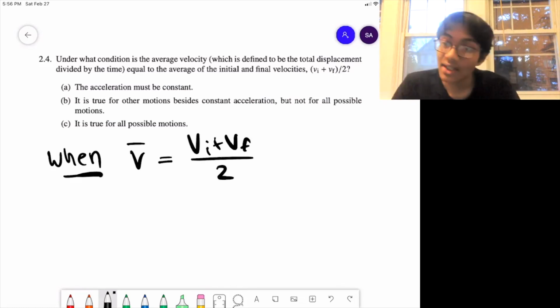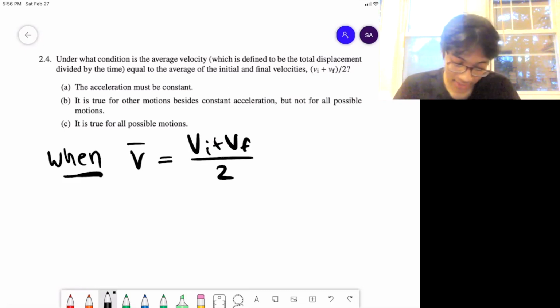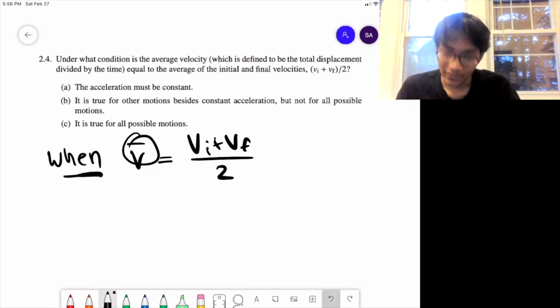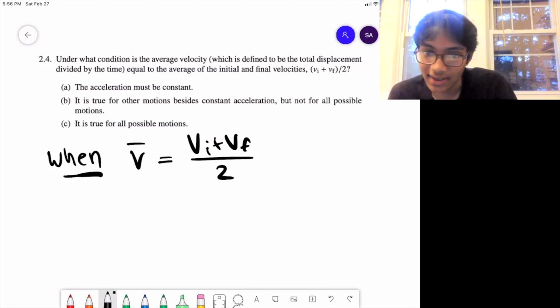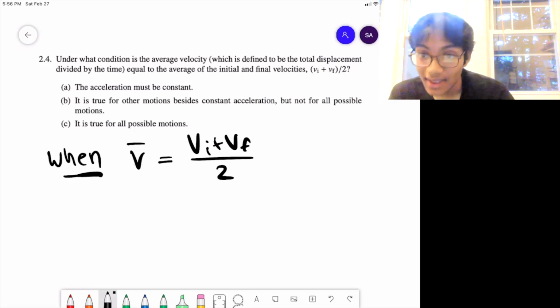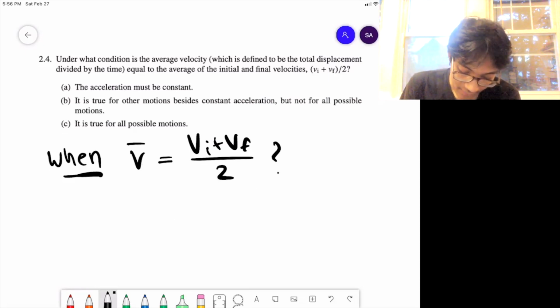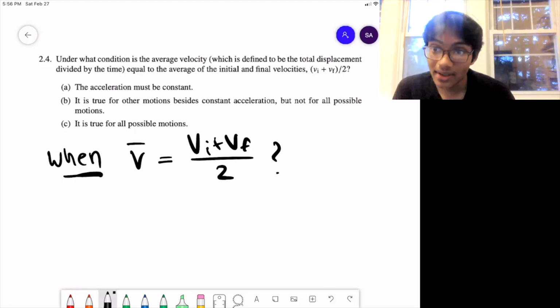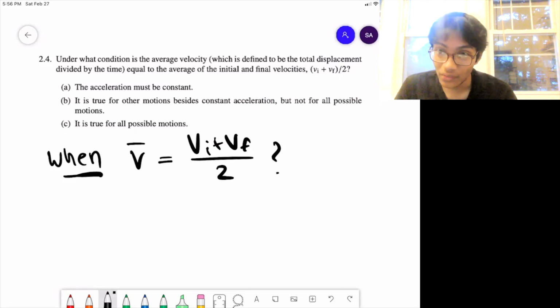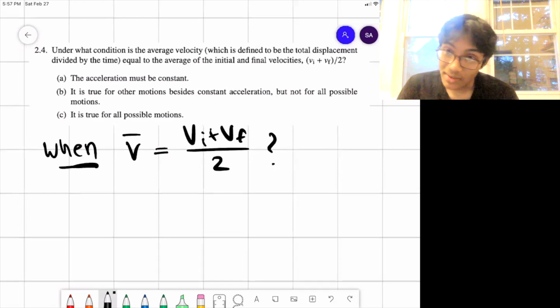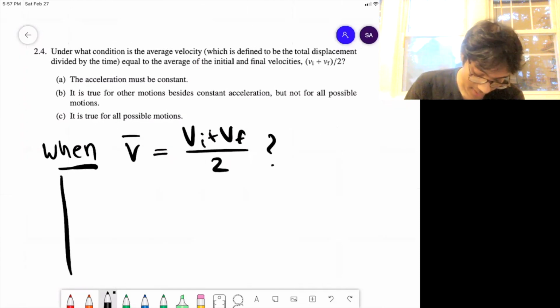Now, I used to get confused by this a lot, right? I thought these two were always equal. Otherwise, why would you call it average velocity if you weren't literally taking the average of the initial and final velocities? Turns out this is not always the case. This is true only under certain conditions, and we're going to find out which conditions. Let's draw some graphs to clear up any misconceptions.